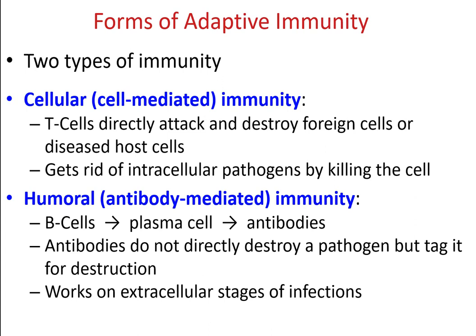Since the antibodies are going to be released in the bloodstream, of course, we're talking about extracellular stages of infection. So you can see that we are dealing with adaptive immunity. We're dealing not only with cells that have already been compromised or cells that could pose a threat, like a bacterium, but we're also trying to stop further compromised cells by trying to stop that pathogen before it can actually infect a cell.